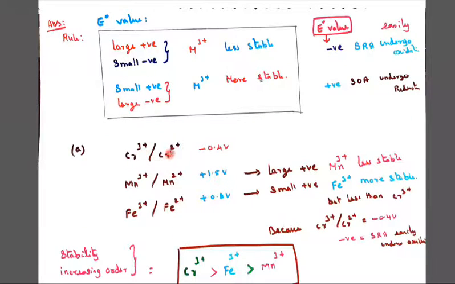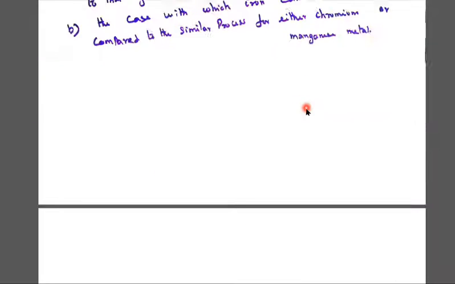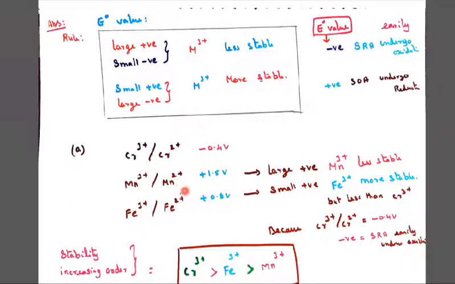So chromium 3+/chromium 2+ has minus 0.4. This is the first option given in the question, and I have chosen this option only. Mn3+/Mn2+ is 1.5 volt, and Fe3+/Fe2+ is 0.8 volt. Among these three, 1.5 is the large positive, so Mn3+ is less stable. And 0.8 is a small positive, so Fe3+ is more stable.